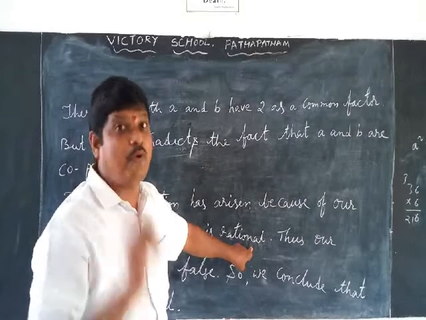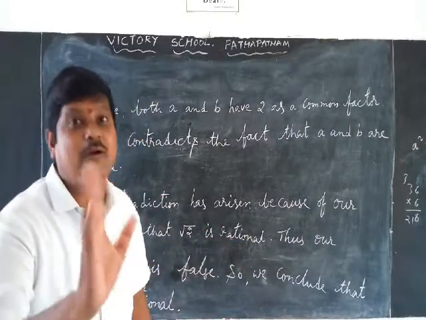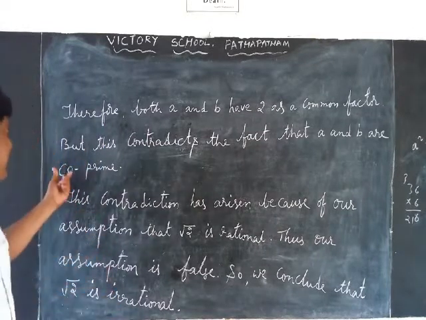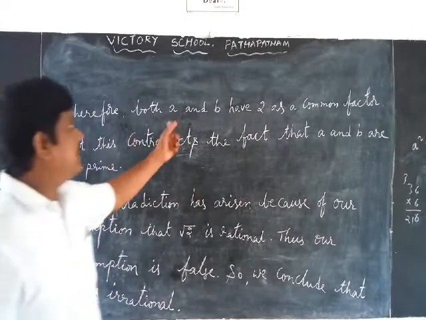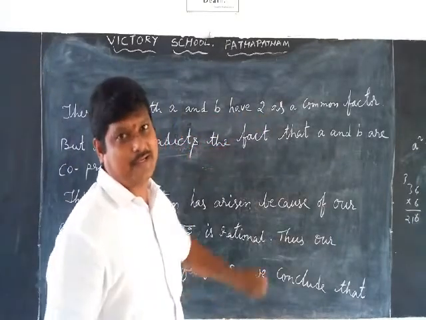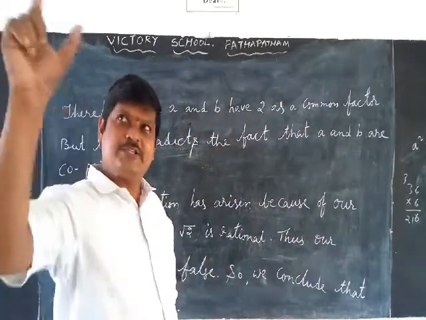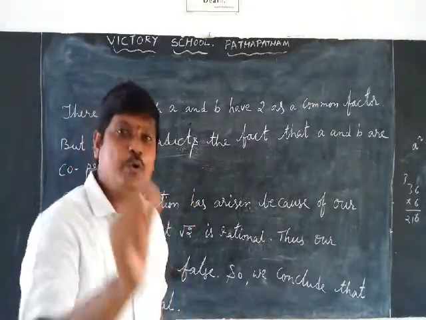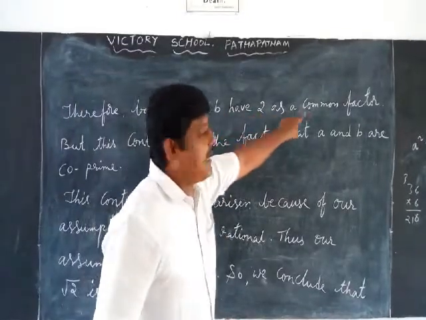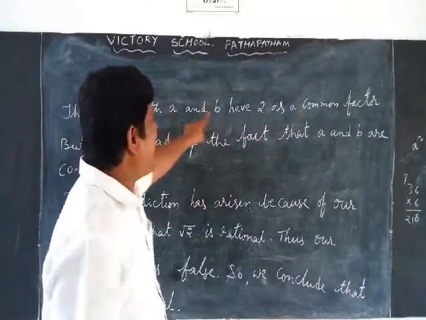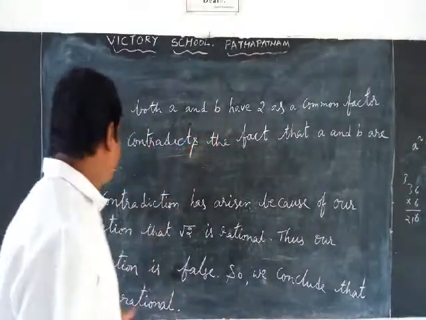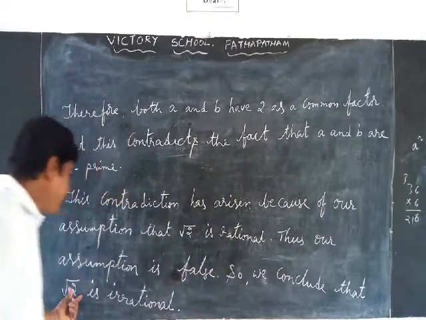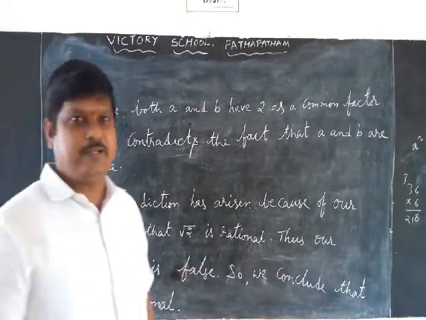So our assumption is false because root 2 is not a rational number. It is an irrational number because a and b are co-primes. But a and b have 2 as a common factor because 2 divides a square, 2 divides a, 2 divides b square, 2 divides b. So 2 is a common factor of both a and b. That is wrong. That's why our assumption is false. Root 2 is not a rational number. Root 2 is an irrational number. Understood?